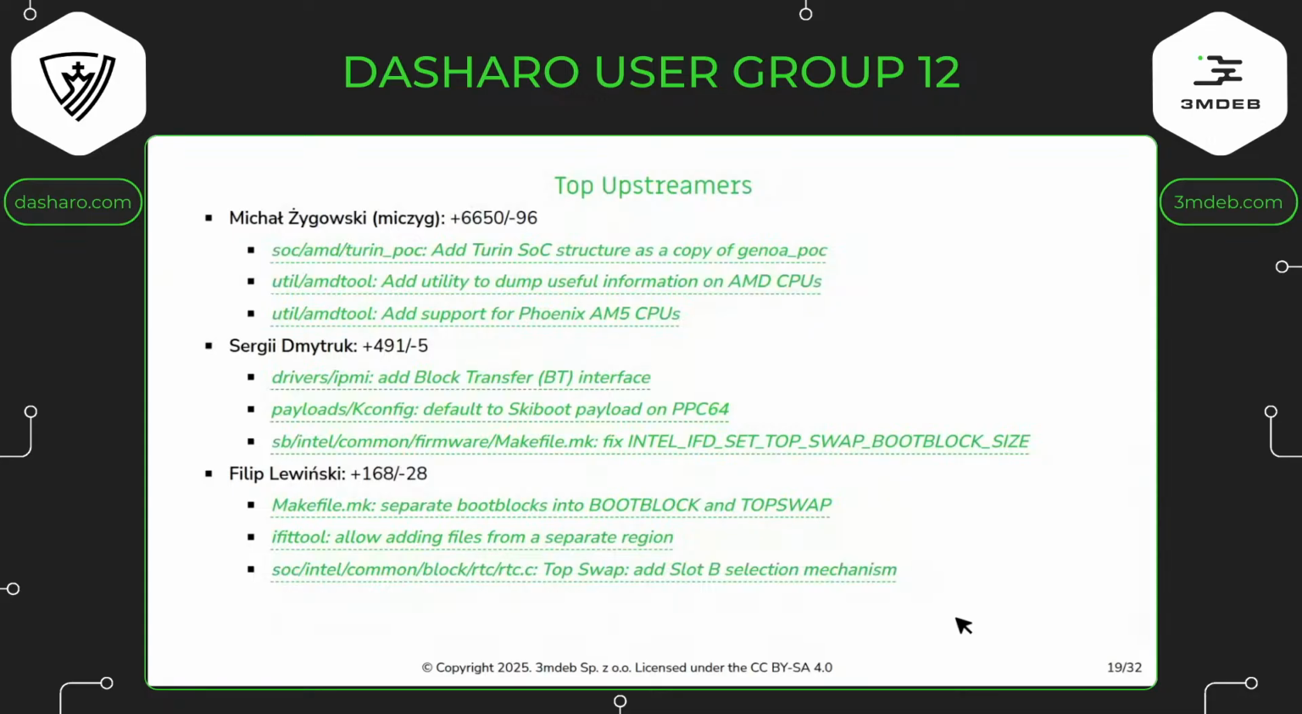Okay, so what happened in this upstreaming? Who are our top upstreamers? Michał Miczyk, our magician, is the top one. He upstreamed the support for Turin SOC. Of course, this is mostly a copy of the Genoa POC, but then he started to fix that.